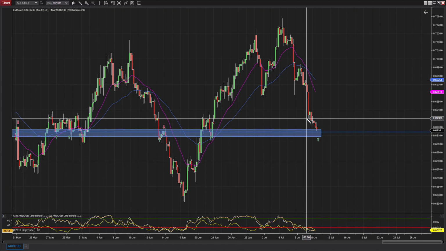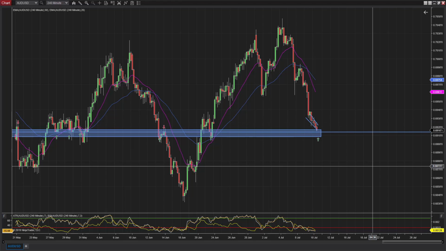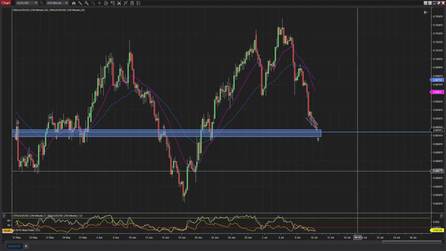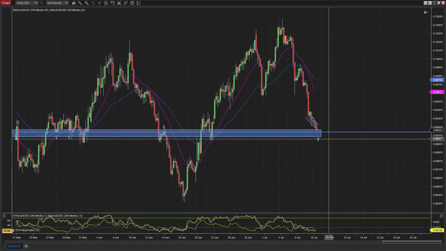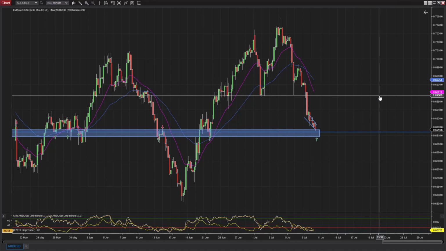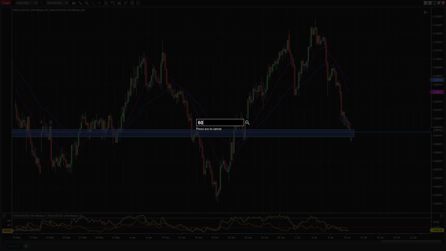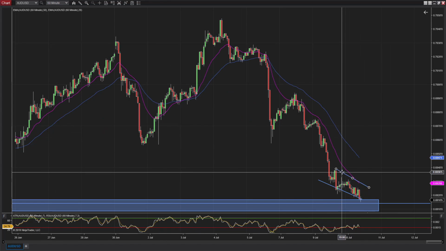And as we approach the level, what is this? Anyone? Ali's got it already. Yeah, Ali's looking at the falling channel or descending channel. So this is what we call a descending channel. If I drop down to the 60, you're probably going to see it a lot clearer. Look at that, right? What a beauty.